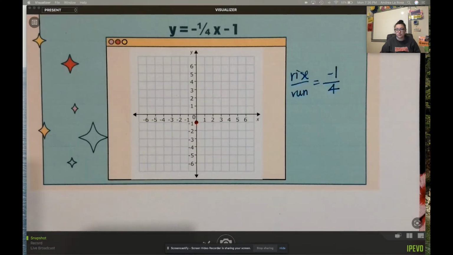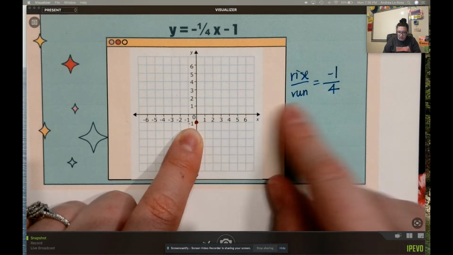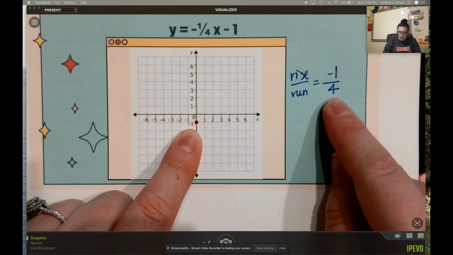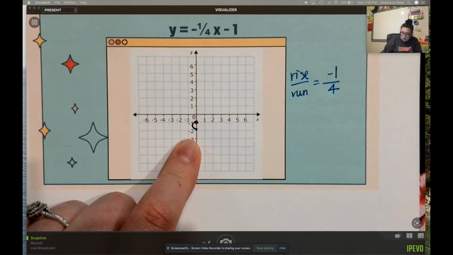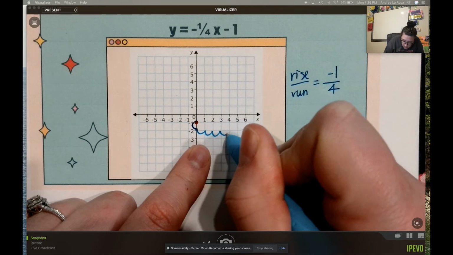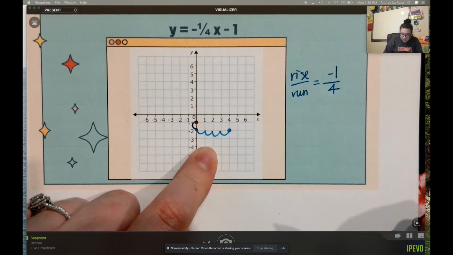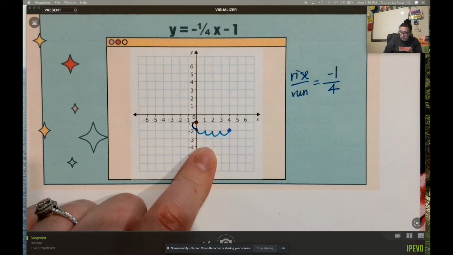All right, so we see I've already got my y-intercept, my negative 1. My rise is negative 1. My run is 4. So I'm going to go down 1 and to the right 4. 1, 2, 3, 4. And that would be a new dot.